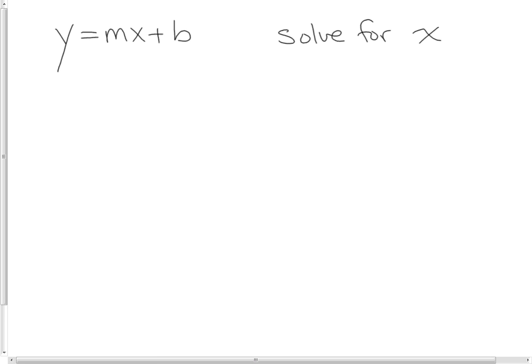Here we have a literal equation, y equals mx plus b. You should also notice this is the equation for slope-intercept form. Our goal here is to take this equation and solve it for x. So what we're going to do is create a do-undo chart.